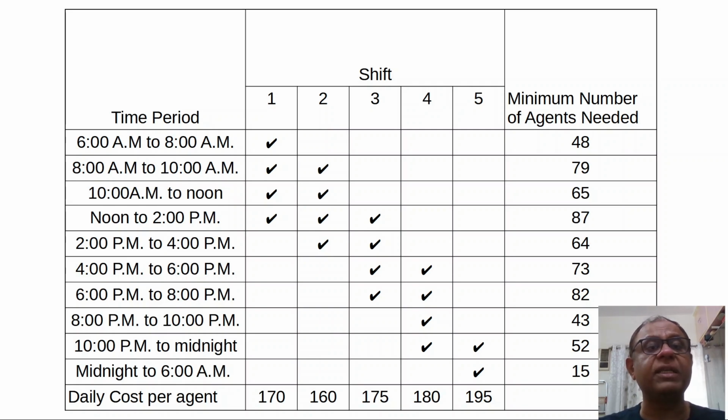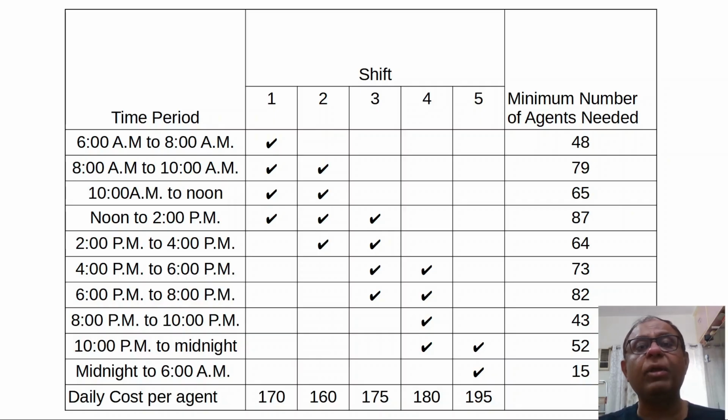Like you can see, from 6 a.m. to 8 a.m., the minimum number of agents required is 48. From 8 a.m. to 10 a.m., it's 79. Similarly, if you go down, you'll find that in the midnight, that is from midnight to 6 a.m., it's 15.